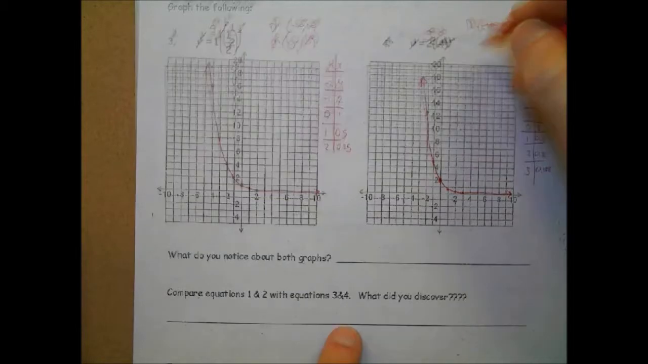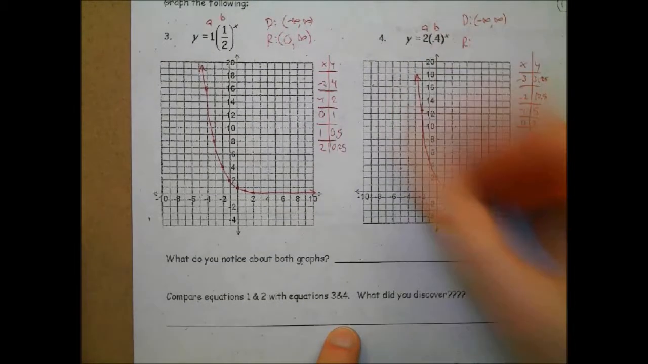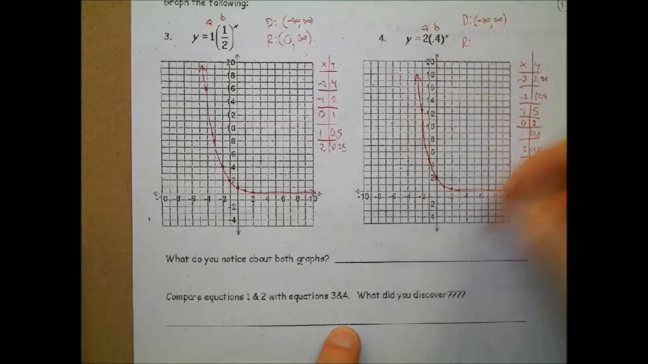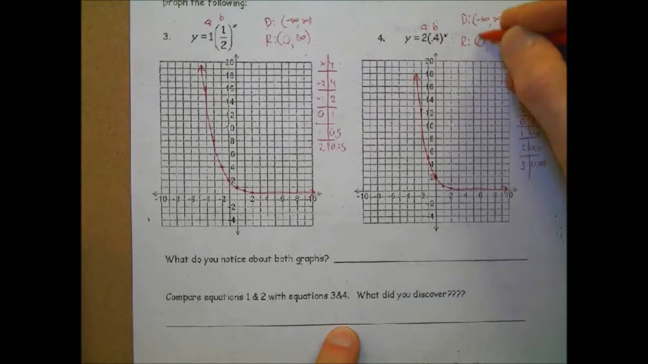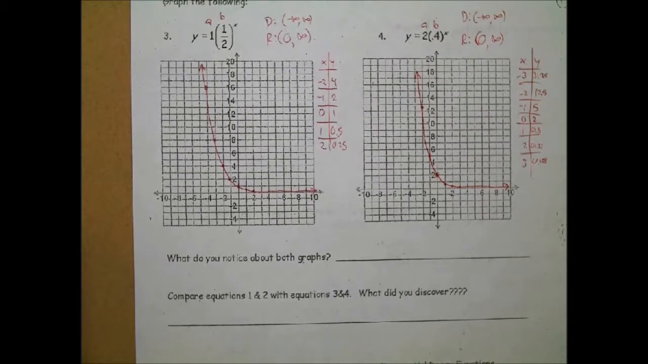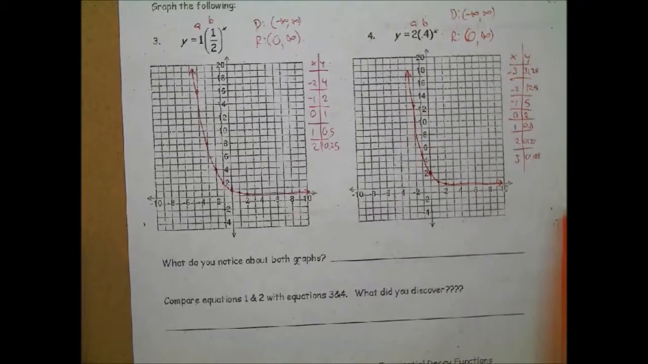Same thing here. What's the lowest y value for number 4? 0. And what's the highest y value for number 4? Infinity. What do you notice about both graphs in this situation? They're not negative, but be careful. Negative means they're below the x-axis, right? All these y values are still positive.